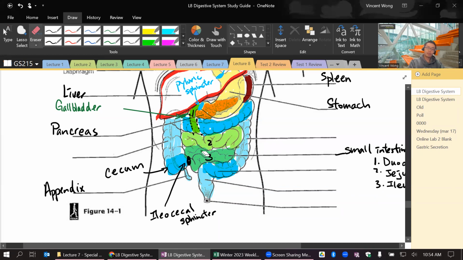We shouldn't really be calling it food now, anyways. But then the food is gonna go into the cecum. It's gonna go up, across, down, sideways, and then it's gonna stay here until it's ready to come out. So going up, that's the ascending colon. Across, that's the transverse colon.